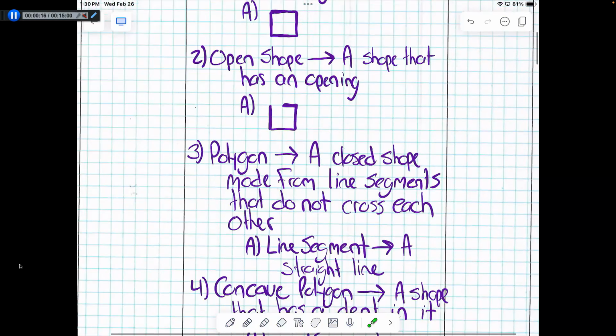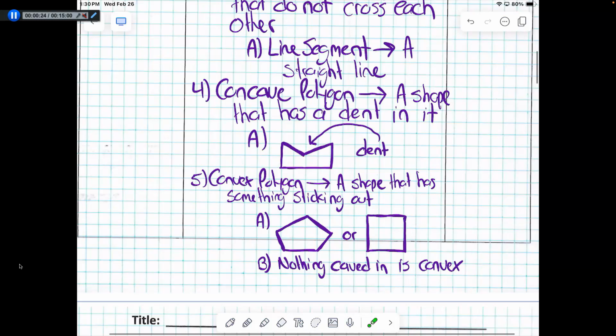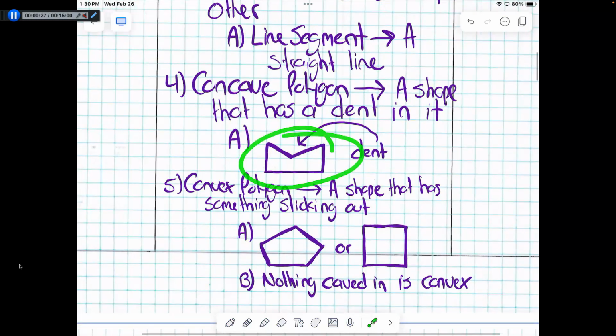Polygon. Polygon is what kind of shape? Closed shape. What does it have? Line segments. They cannot what? Cross each other. If you have a polygon such as this one, and it is caved in or has a dent, what do we call that?